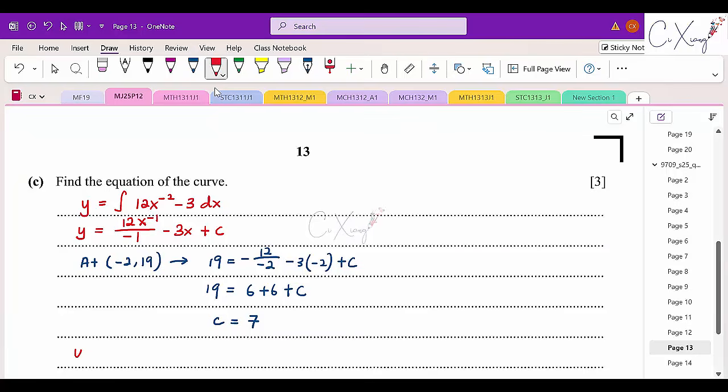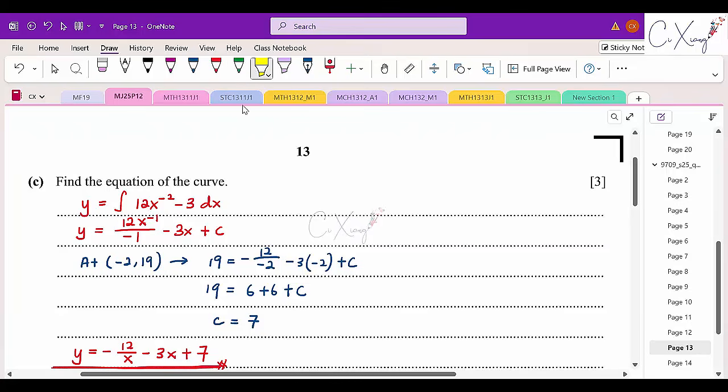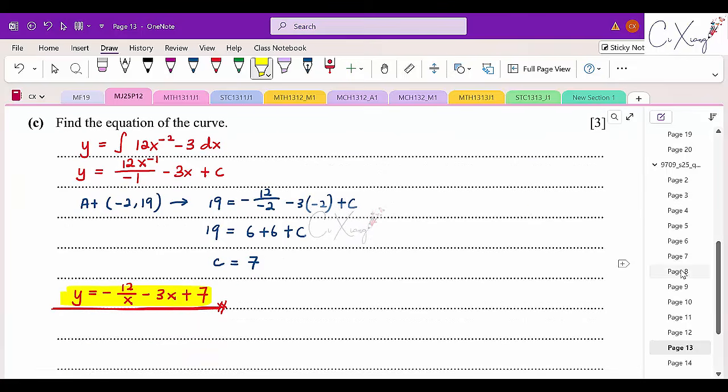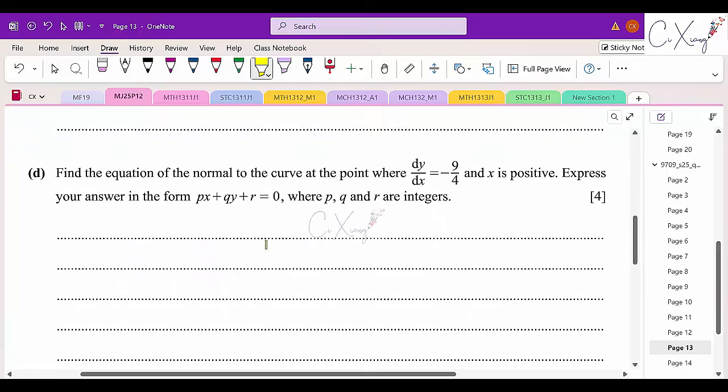Alright, then we rewrite our equation again. So our equation is y equals negative 12 over x, then minus 3x, then plus 7. Alright, so far all the questions until this part are quite straightforward, right? Then let's continue further for the next part.